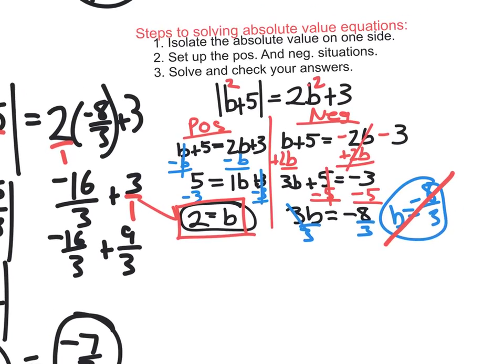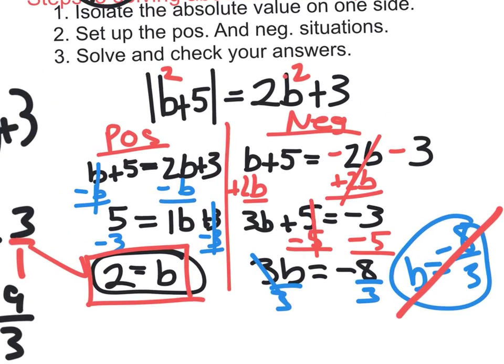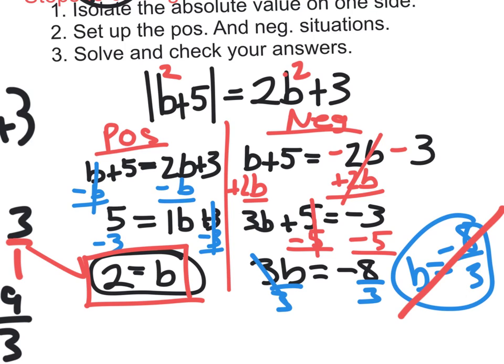So these could be time consuming, because on top of setting up the positive and the negative situation, you have to check your answers and see if they work. If both don't work, then you say no solution. If one works, then yeah, that's your answer, and the other one doesn't work if it doesn't work. So I hope that kind of clears things up.